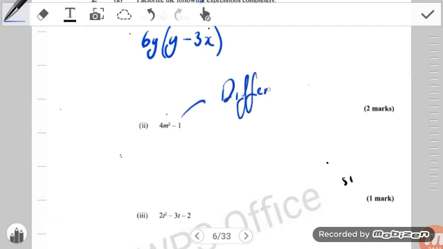Difference. Oh my god, I can't spell difference. Okay, here we go. Difference. Is that how it's spelled? Correct me if I'm wrong, guys. Oh my god, so ironic. The maths teacher cannot do English. Okay, so difference of 2 squares.